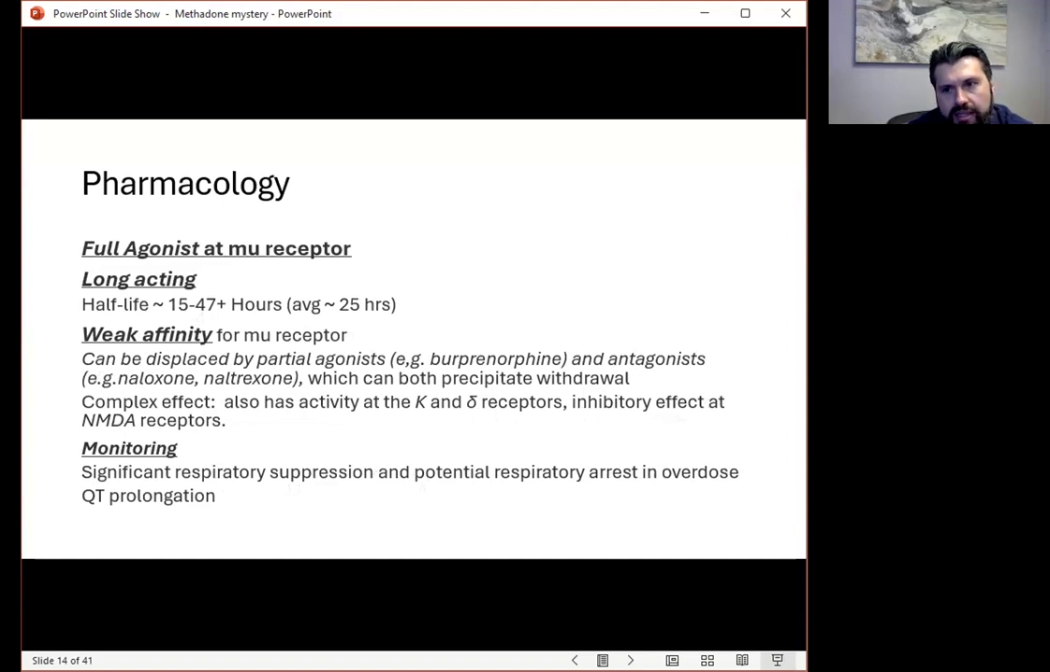And because it's a full agonist, it's really important to think about its effects on the patient's overall health. Significant respiratory suppression can happen with a full agonist. So making sure you worry about respiratory depression, cardiac issues, those kinds of things, as well as QTc prolongation, which is dose-dependent. So it's important to think about when dosing this medication.